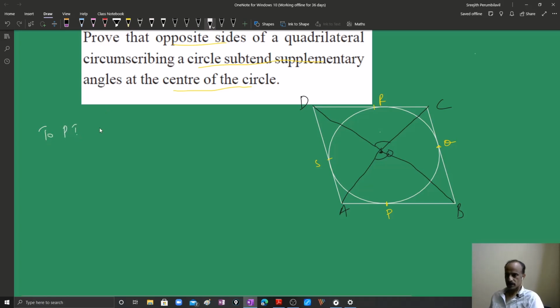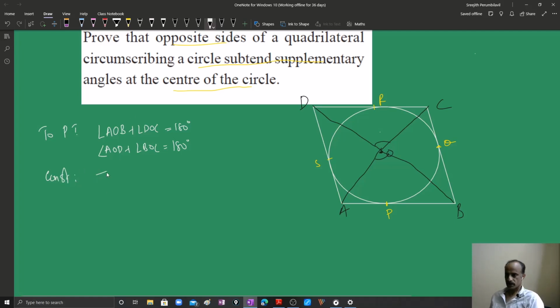To prove that angle AOB plus angle DOC is equal to 180, that is, the angles are supplementary. Similarly, angle AOD plus angle BOC is equal to 180 degrees. This is what we have to prove. We have a construction part.